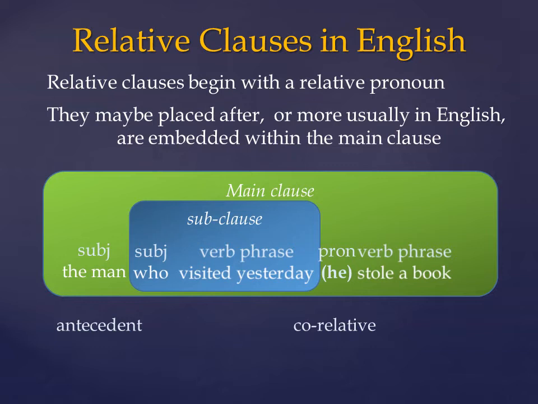One final thing to say is that in English, the correlative pronoun isn't always included. In fact, we can miss it out and the sentence still makes sense. The man who visited yesterday stole a book.